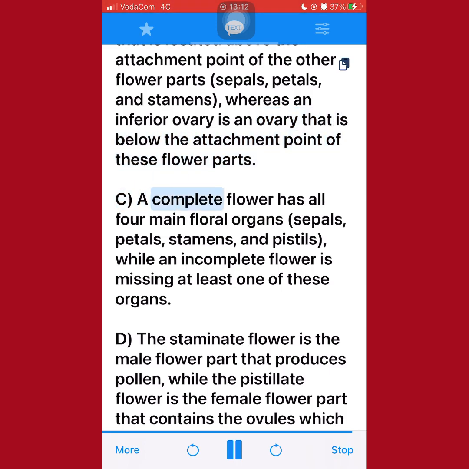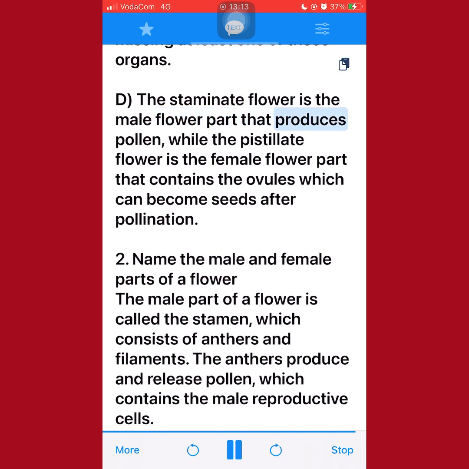C. A complete flower has all four main floral organs, sepals, petals, stamens, and pistils, while an incomplete flower is missing at least one of these organs. D. The staminate flower is the male flower part that produces pollen, while the pistillate flower is the female flower part that contains the ovules which can become seeds after pollination.